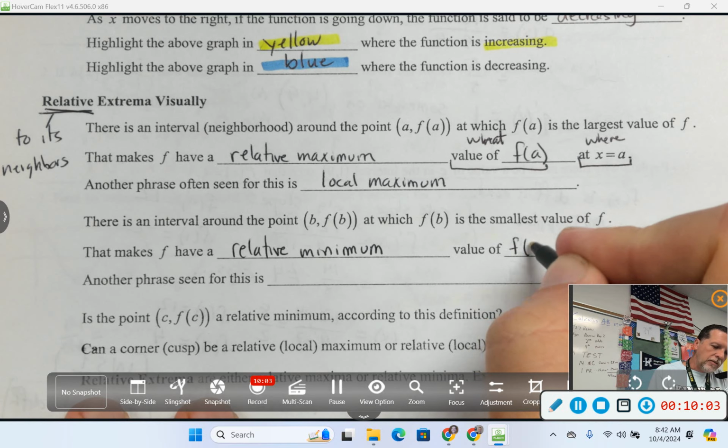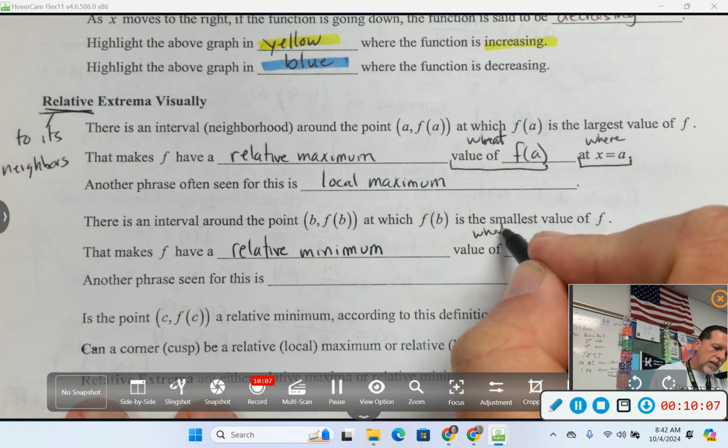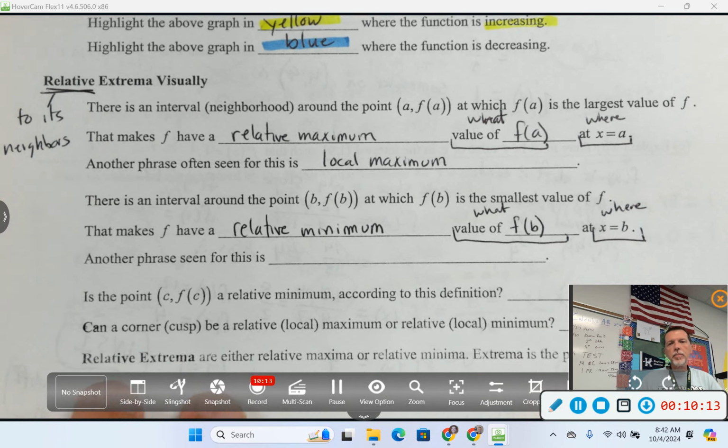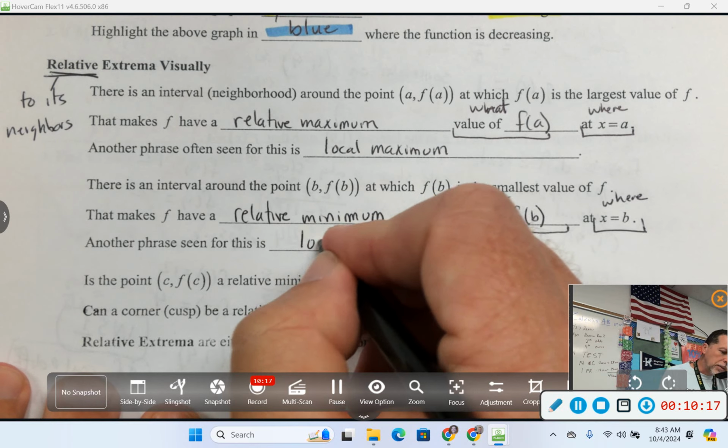And same thing. The value of the minimum is f of b. That's the what. The where is where it happens at x equals b. Another phrase would be the local minimum.